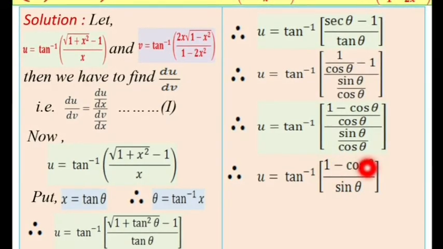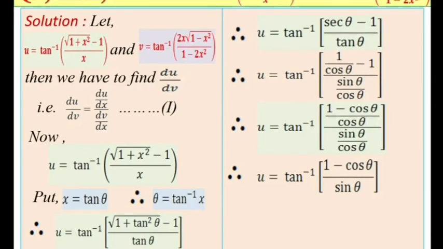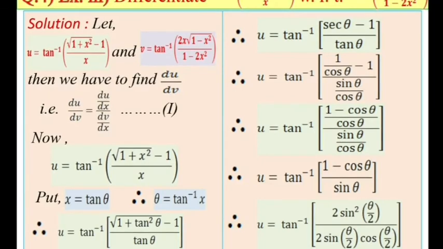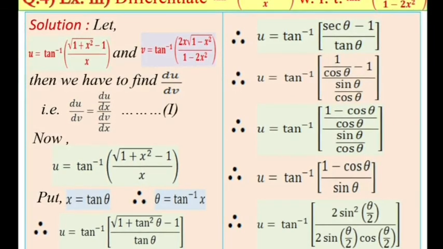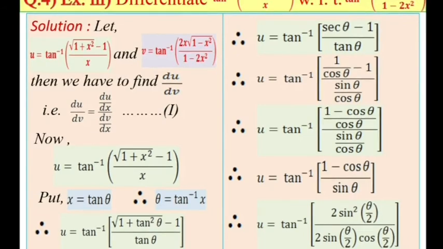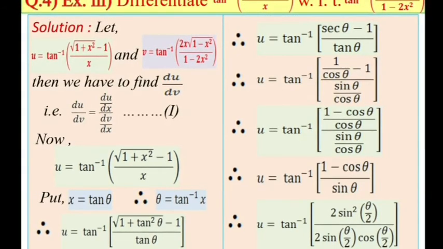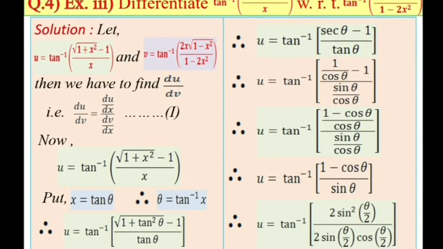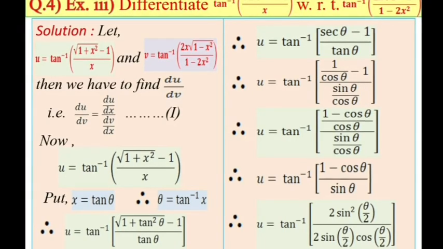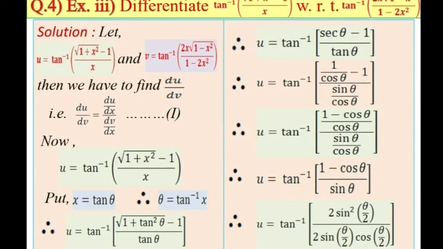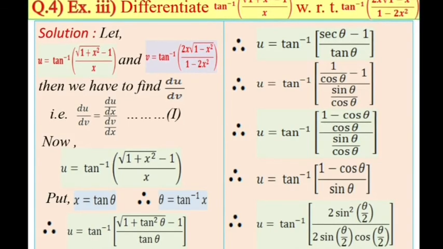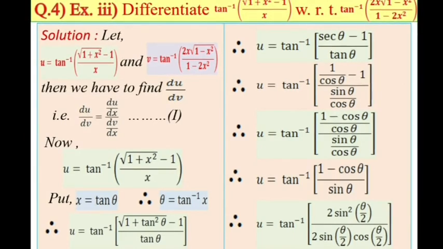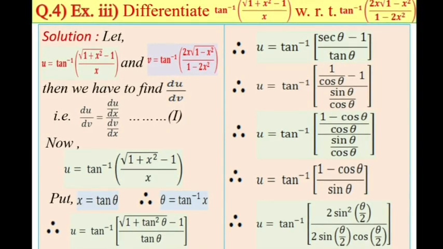Therefore again we have to apply the formula of 1 minus cos theta, which we have already got in the 11th standard. Therefore u equal to tan inverse of the formula of 1 minus cos theta, that is 2 sin square theta by 2, whole divided by, again by the half angle formula, sin theta equal to 2 sin theta by 2 into cos theta by 2. These two formulas have to be applied only here. Okay, now here 2 and 2 become cancelled in the numerator and denominator, and sin theta by 2 also becomes cancelled.